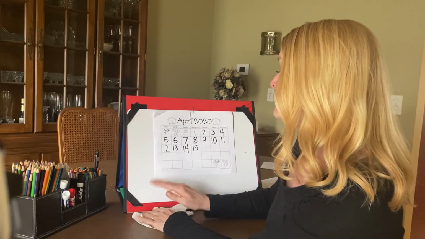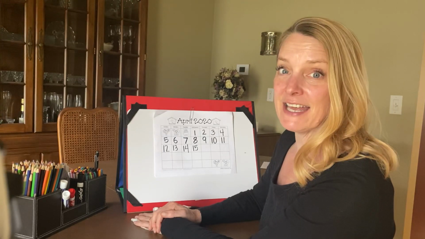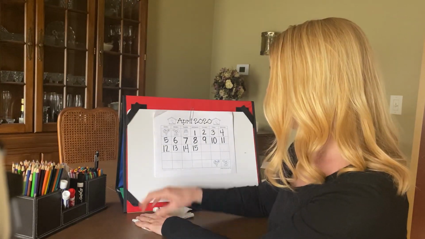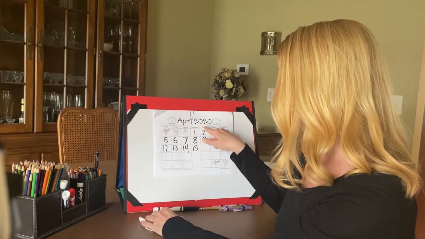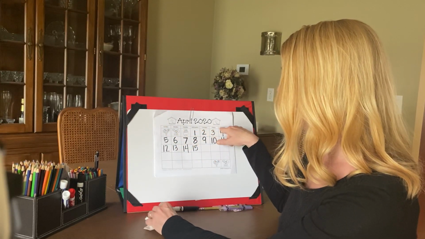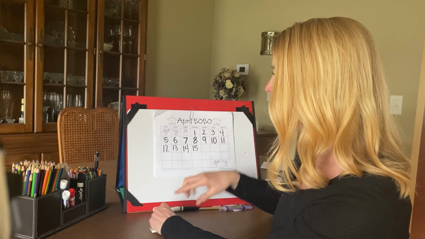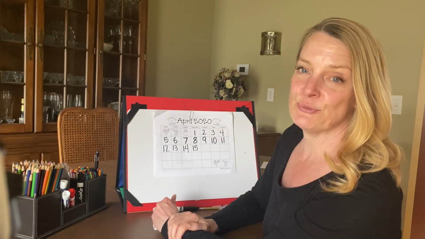So let's get ready to start calendar. Every week has 7 days. See how many you can say. Sunday, Monday, Tuesday, Wednesday, Thursday, Friday, Saturday, a day to play.